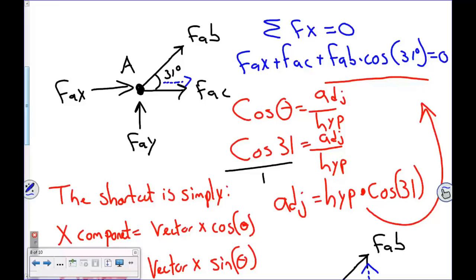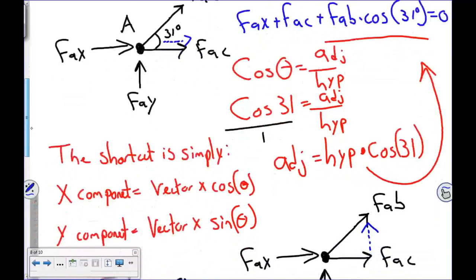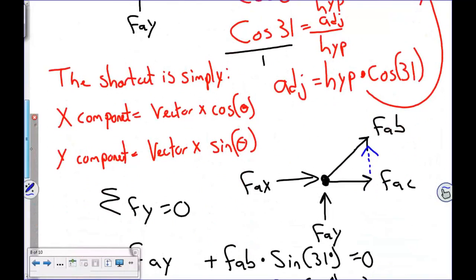For X you use cosine, for Y you use sine. So in this part you might want to jot down the shortcut: the X component is the vector times cosine theta, and the Y component is the vector times sine theta. Almost done.